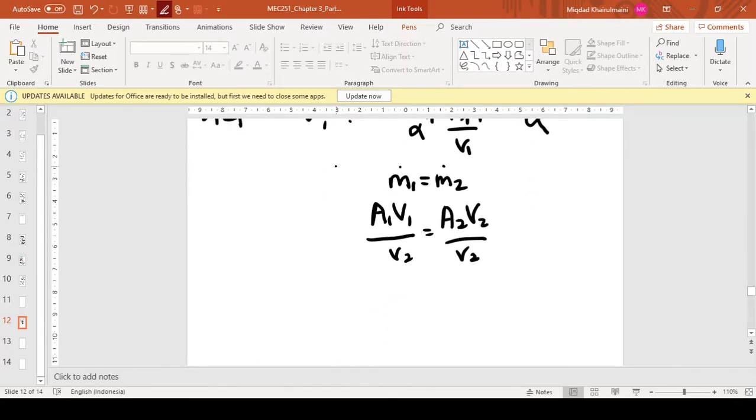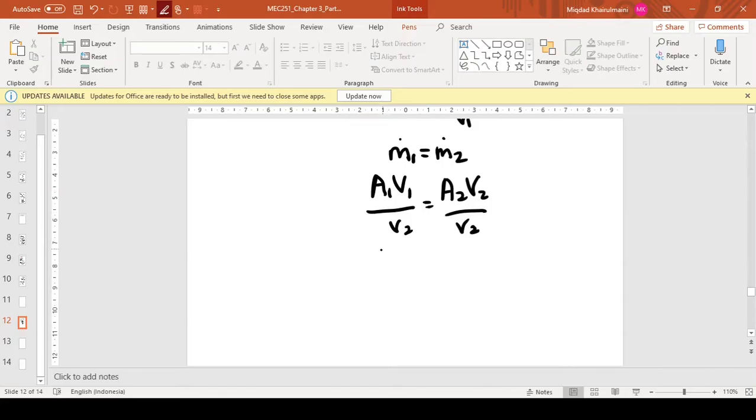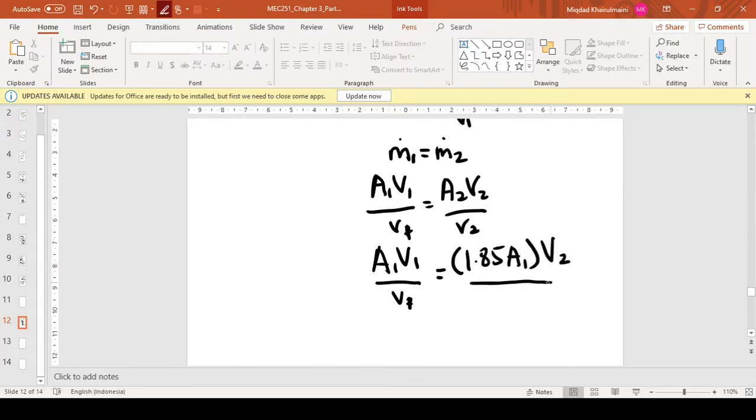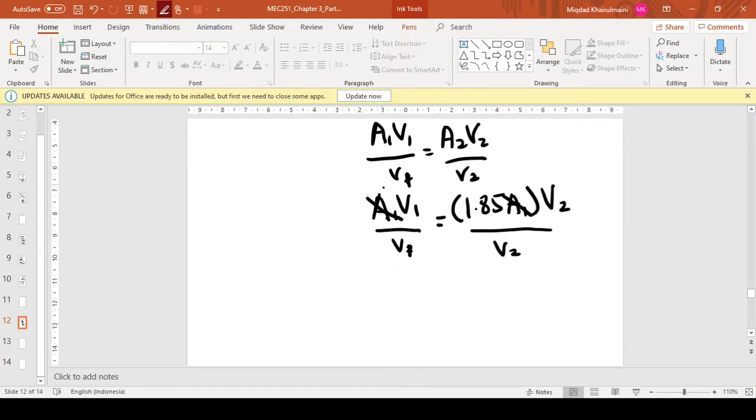A2 is 1.85 greater than A1. So here we have A1, and 1.85 times A1 for V2. On the left hand side we have A1 and on the right hand side we have A1, so we can cancel. What we are left with is an equation: velocity at state 1 over specific volume at state 1 equals 1.85 times velocity at state 2 over specific volume at state 2.